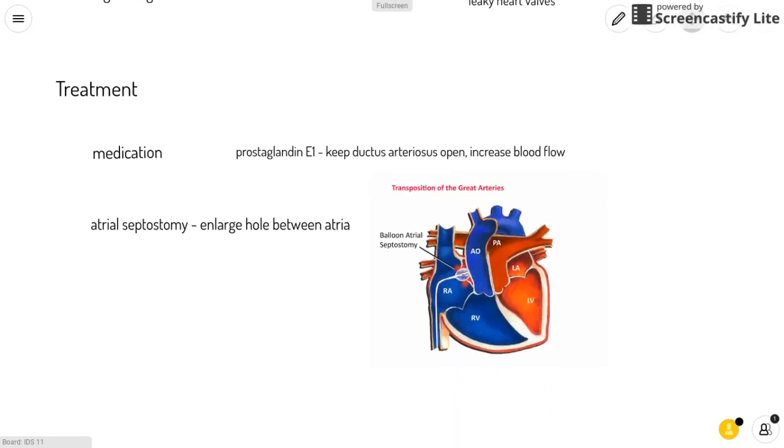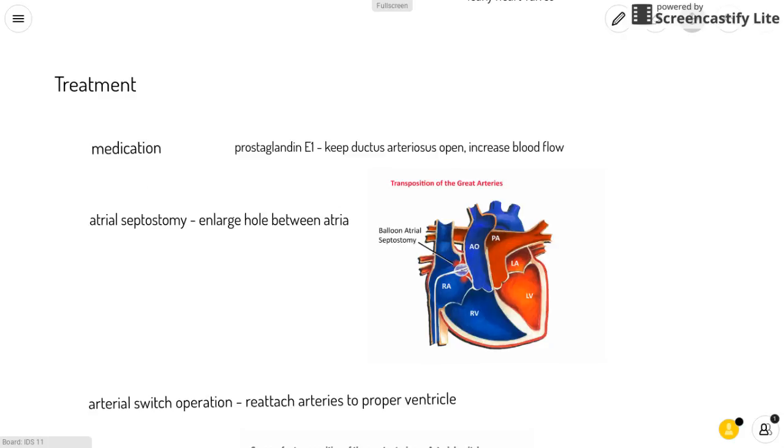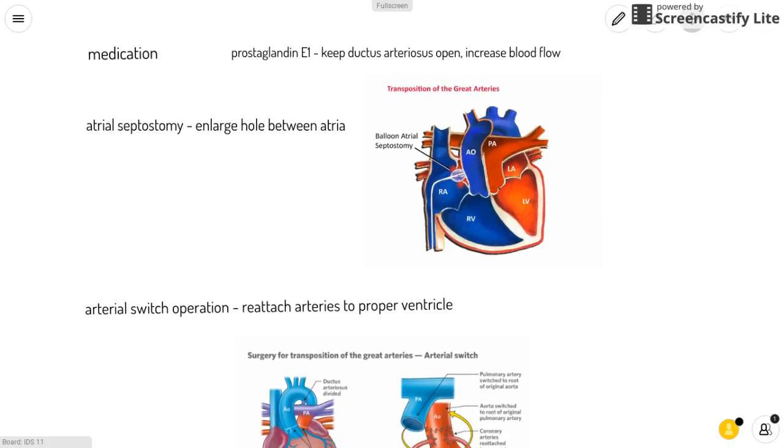Some of the treatment methods for transposition of the great arteries include medication. For example, prostaglandin E1, which keeps the ductus arteriosus open, so it increases the blood flow and keeps your baby alive. But usually this would be before a surgery because you would have to have a surgery to fix the problem.